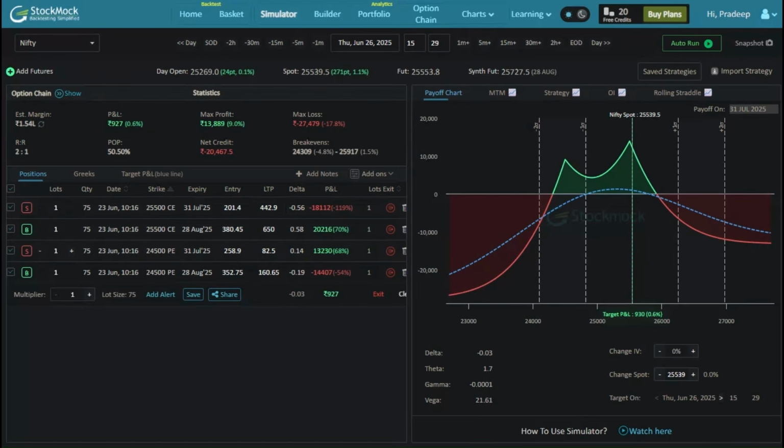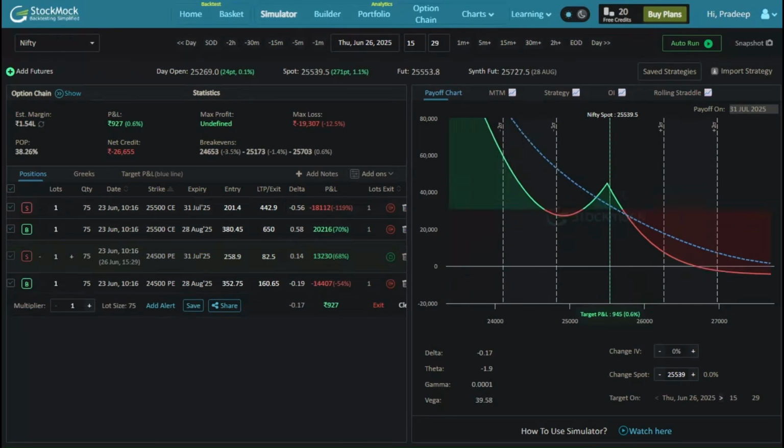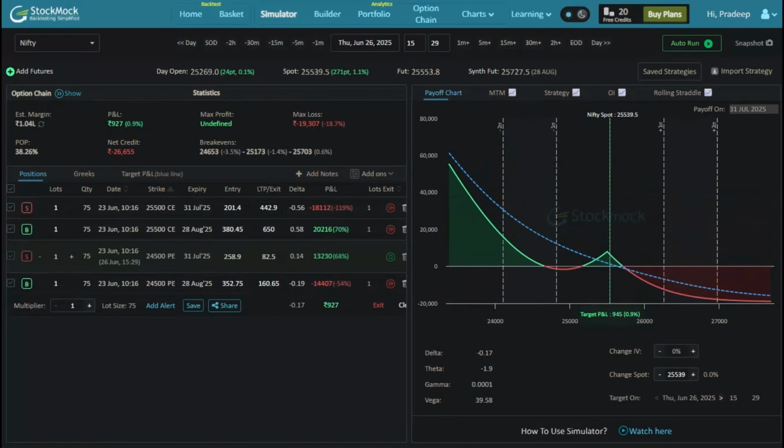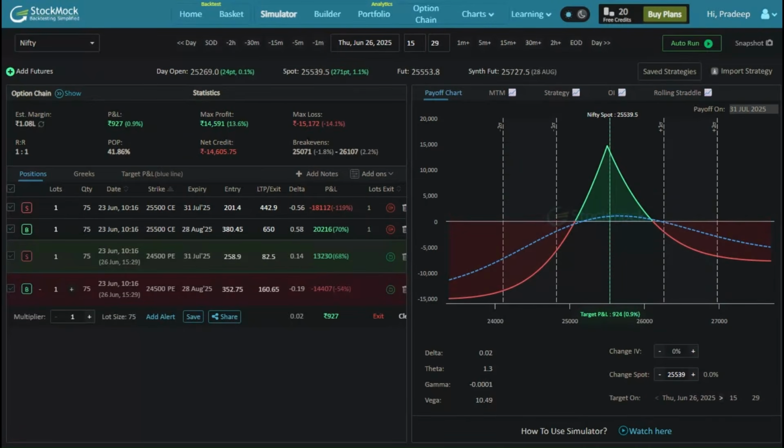So what I will do, I will square off this put calendar, because the price available for the sold put is only 82 rupees, whereas the call is 442 rupees. So there is a huge imbalance. Now once I have squared off the put calendar, obviously it's a very good call calendar, but I want a better range.